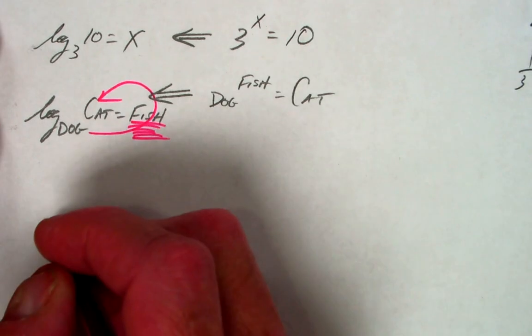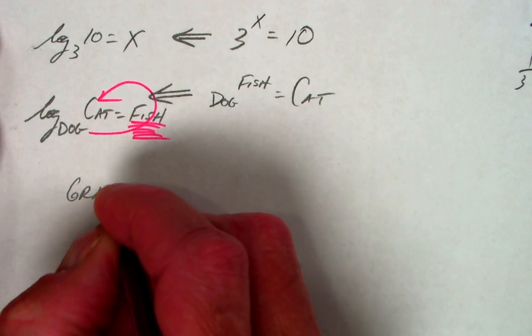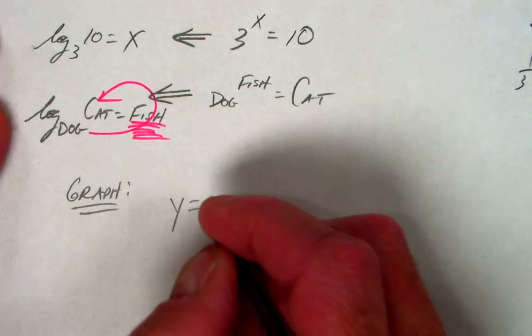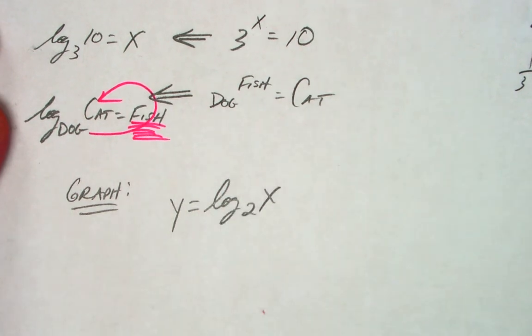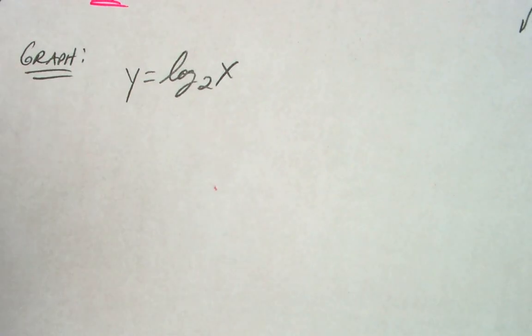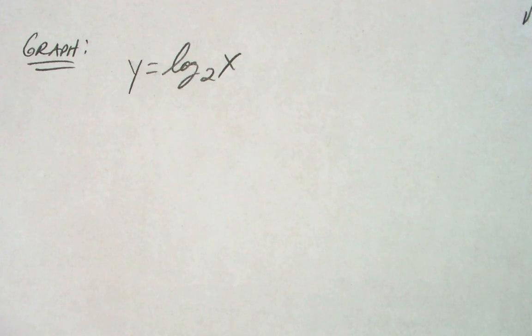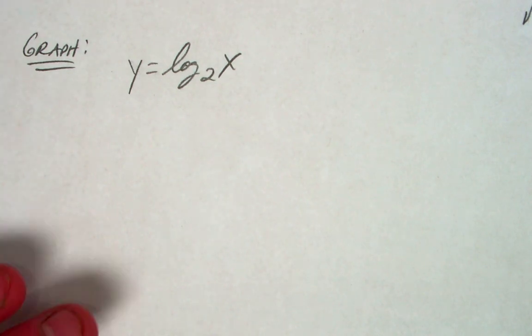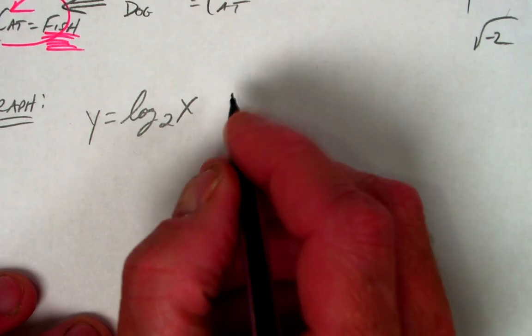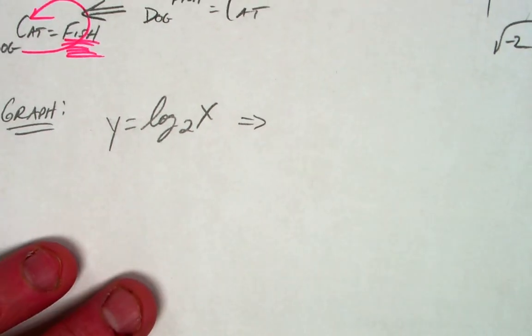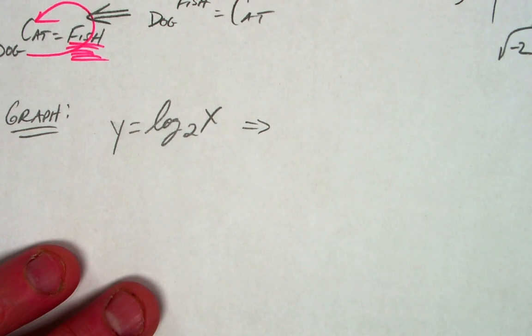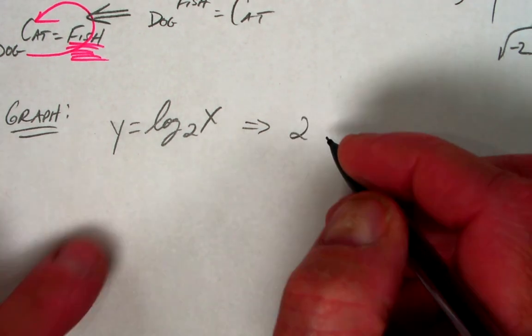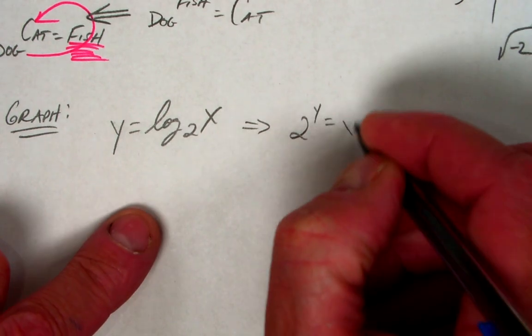Okay. One last thing. Graph. Y equals log base 2 of x. I want you to be able to graph this. This tripped up the pre-calc kids. So make sure that you can do this. Y equals log base 2 of x. What does this mean? What to the what gives me what? 2 to the y is equal to x, right?